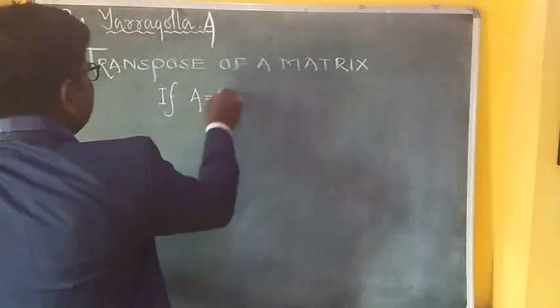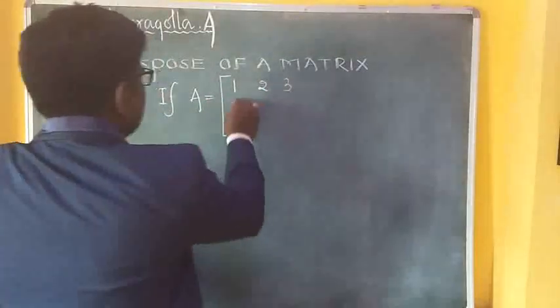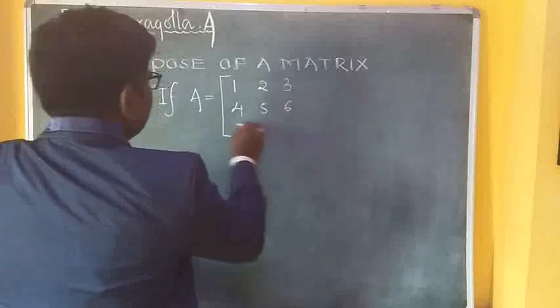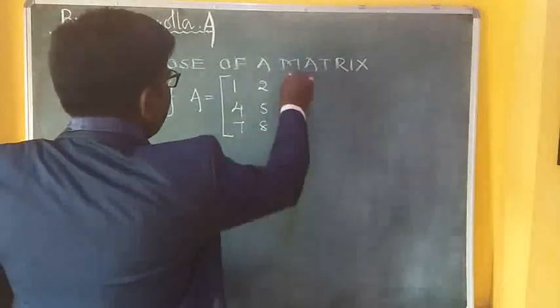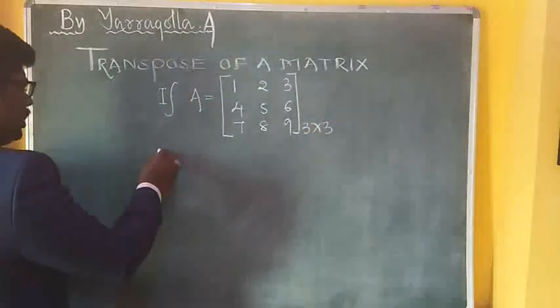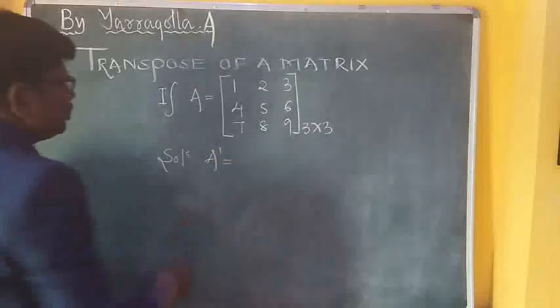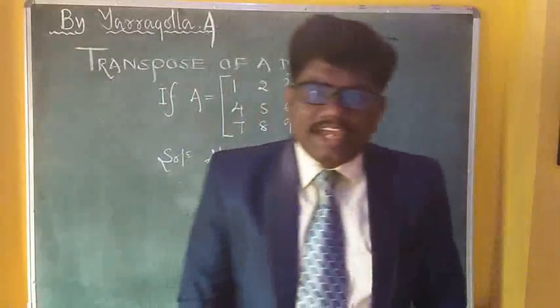If A is equal to 1, 2, 3, 4, 5, 6, 7, 8, 9, this is a 3 cross 3 matrix. Now I want A dash, that means the transpose of A.